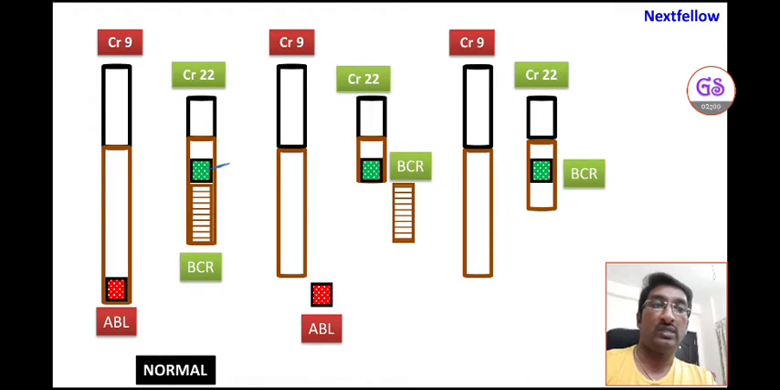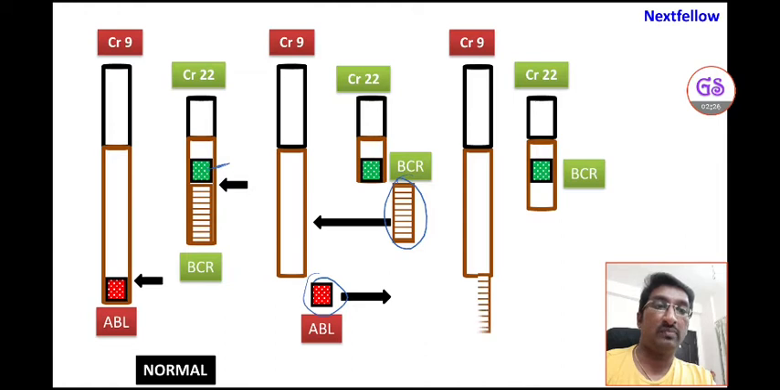Now the breakage is going to take place at these two points, here and here. So once the breakage takes place, what happens? This part of chromosome 22 is going to move towards chromosome 9, and this ABL gene from chromosome 9 is going to move towards chromosome 22. That is why this is called a balanced reciprocal translocation. So once they move, what happens? This part from chromosome 22 is attached to chromosome 9, and this ABL gene from chromosome 9, which moves towards chromosome 22, is attached here.